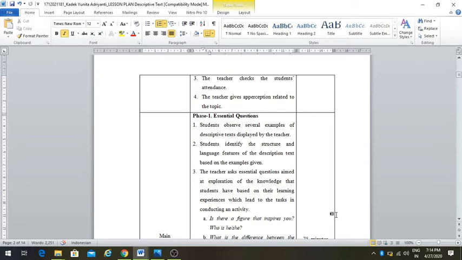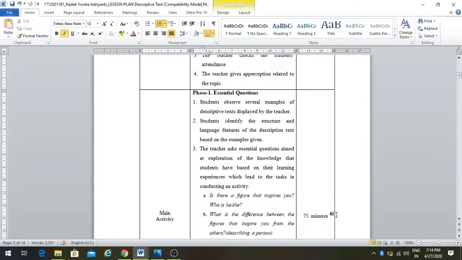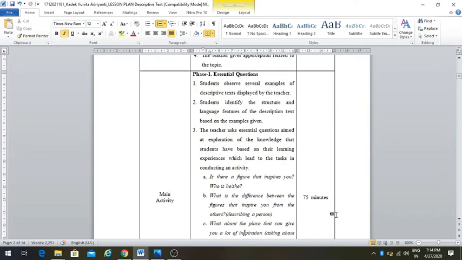Okay, like me, the person that inspires me a lot is Joko Widodo, which is the president of Indonesia. What about you? And then the students will answer the question, maybe their favorite artist, their favorite singer, or etc. And then the teacher goes to, what is the difference between the figures that inspire you from the others? In this stage, they will describe their inspirational figure by mentioning their characteristic.